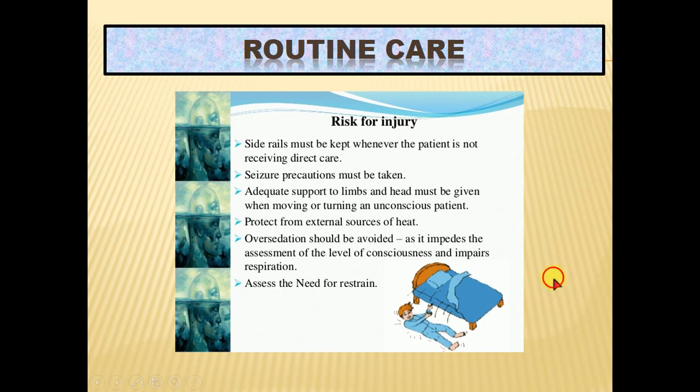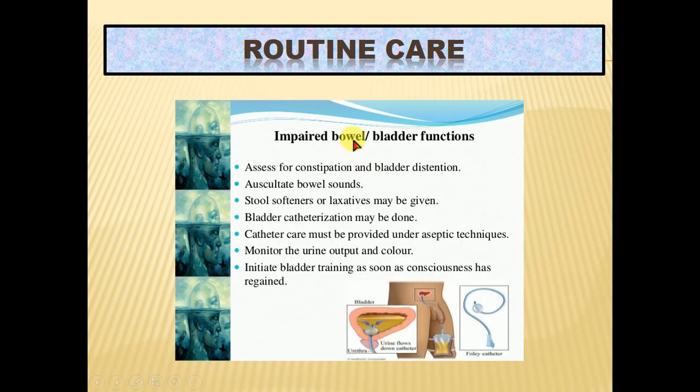Next is impaired bowel and bladder function. We need to assess for constipation and bladder distension. Auscultate for bowel sounds using a stethoscope. Stool softeners or laxatives may be given. Bladder catheterization may be done if the need is there. Then catheter care must be provided under aseptic technique, because whenever you have a patient with unconsciousness, we have to catheterize the patient.